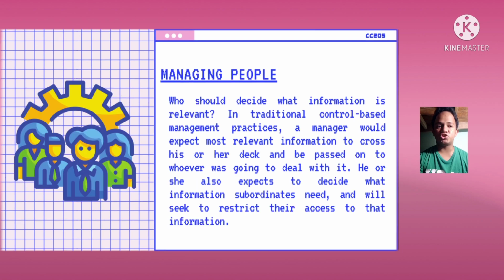Next is managing people. Who should decide what information is relevant? In traditional control-based management practices, a manager would expect most relevant information to cross his or her desk and be passed on to whoever was going to deal with it. He or she also expects to decide what information subordinates need and will seek to restrict their access to that information.